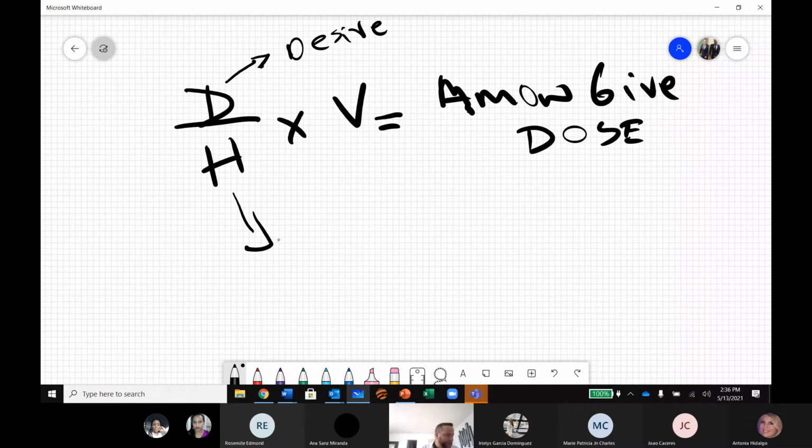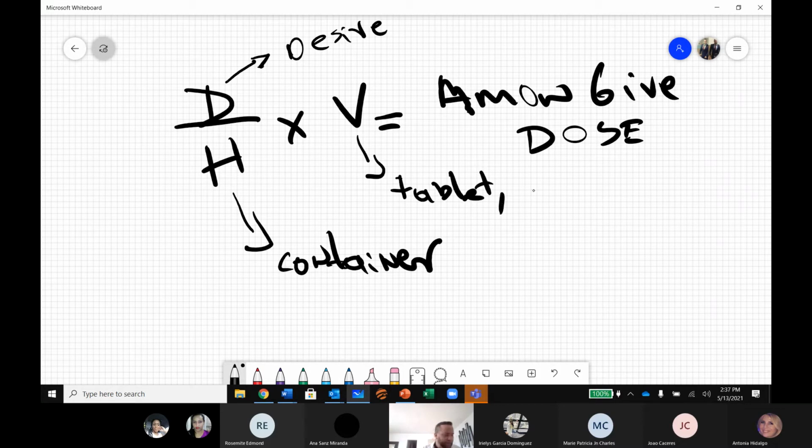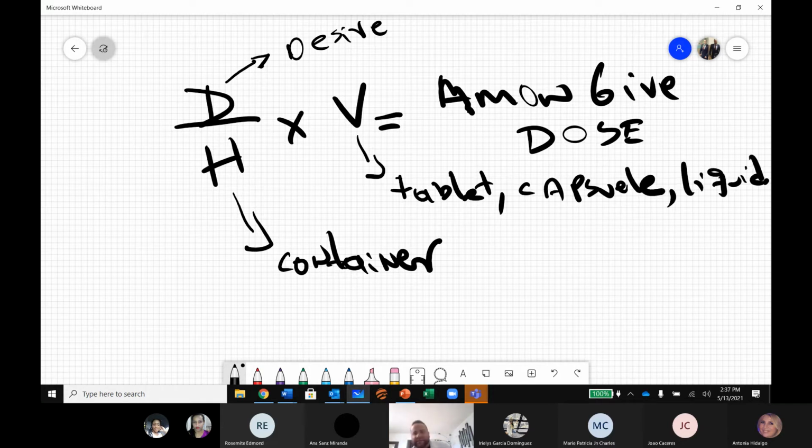And what is B? It's not volume, it's something related to volume. How the dose comes. What is the way that the dose comes? Probably it could be a tablet, could be a capsule, or it could be liquid. Got it, everyone? Okay.